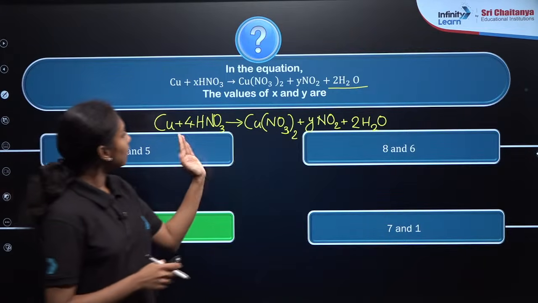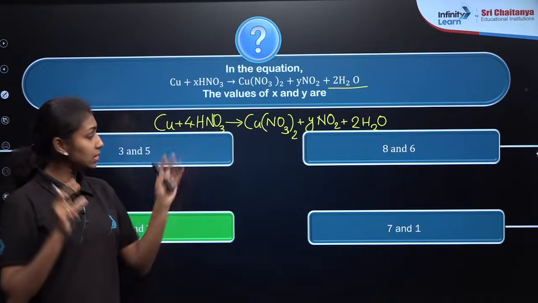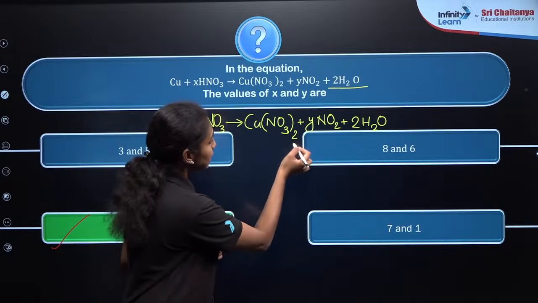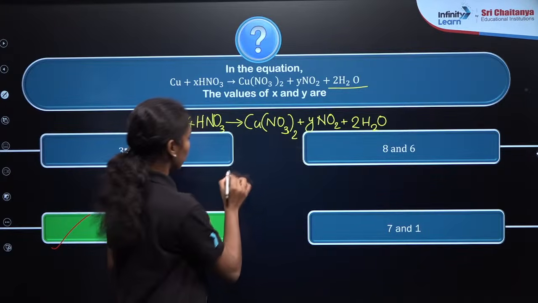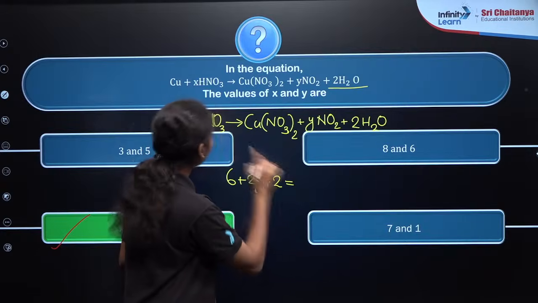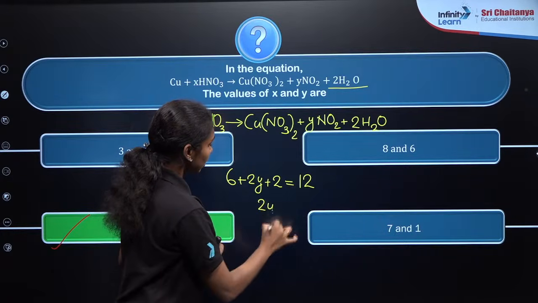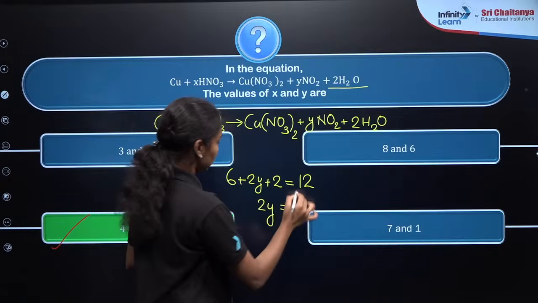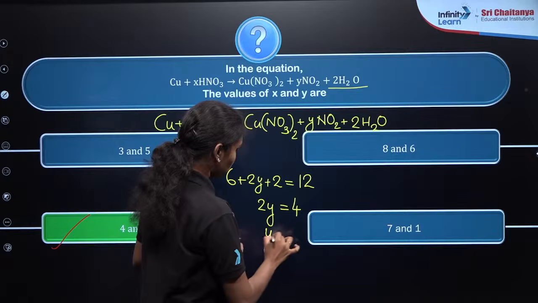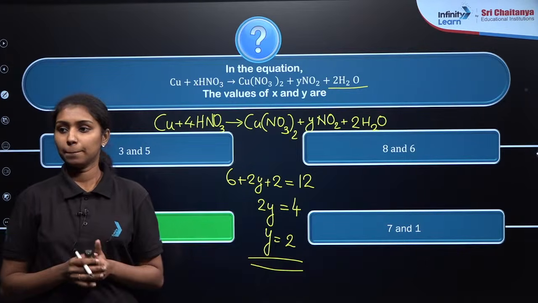Now we need to balance the number of oxygen atoms here, right? So here 4 into 3, 12 oxygen atoms are present on the left hand side. So what about here? It is 2 into 3, 6, plus 2y, plus 2 is equal to total 12, right? So 2y is equal to 6, or y is equal to 2.